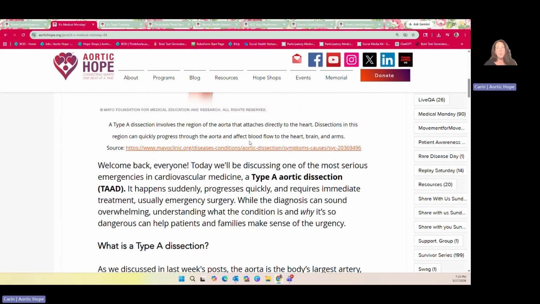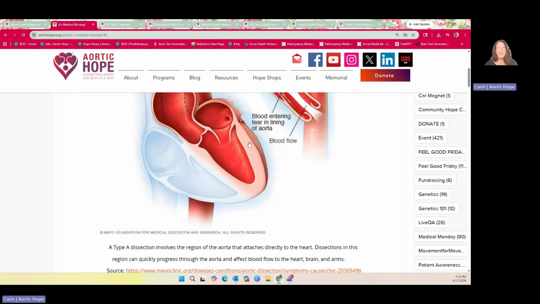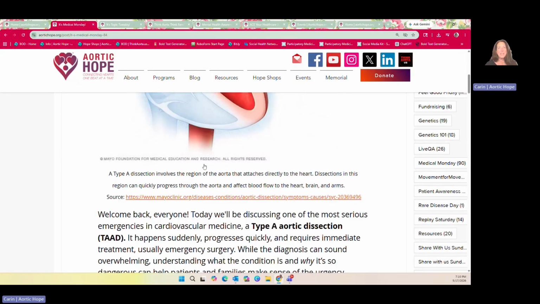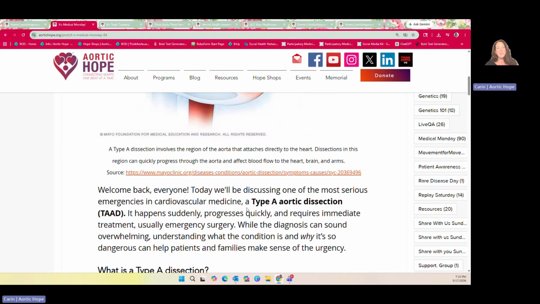Okay, so let's talk about what a type A aortic dissection is, or a TAAD. That is going to be in the thoracic ascending aorta coming out of the heart, thoracic meaning chest: thoracic ascending aortic dissection. This is something that's going to happen quickly, and it's going to progress quickly in nature. That kind of means it requires immediate treatment. Usually it's going to be emergency surgery.